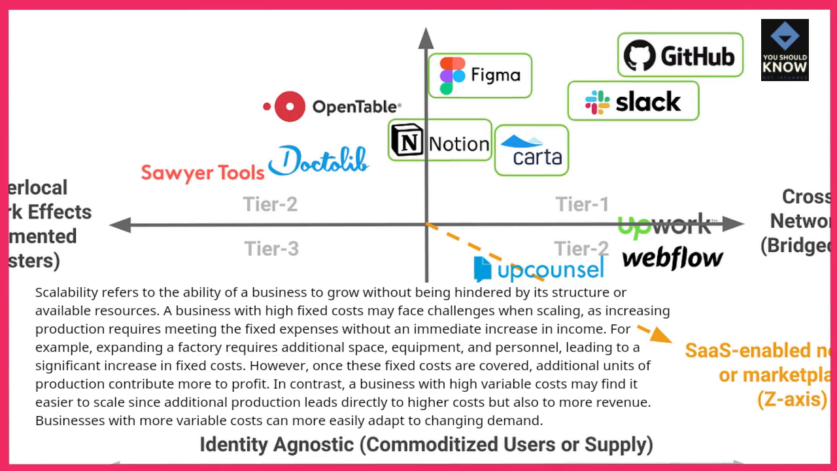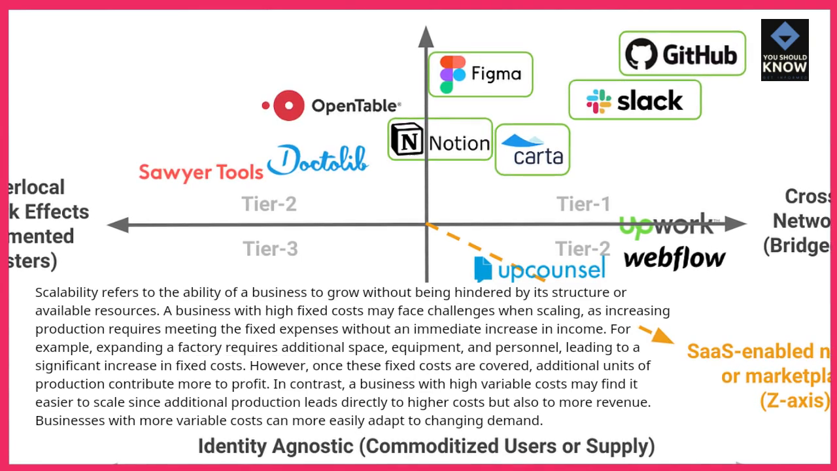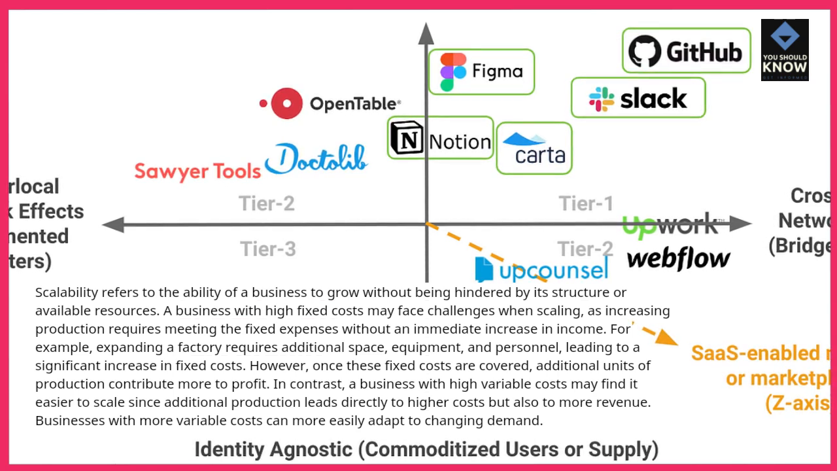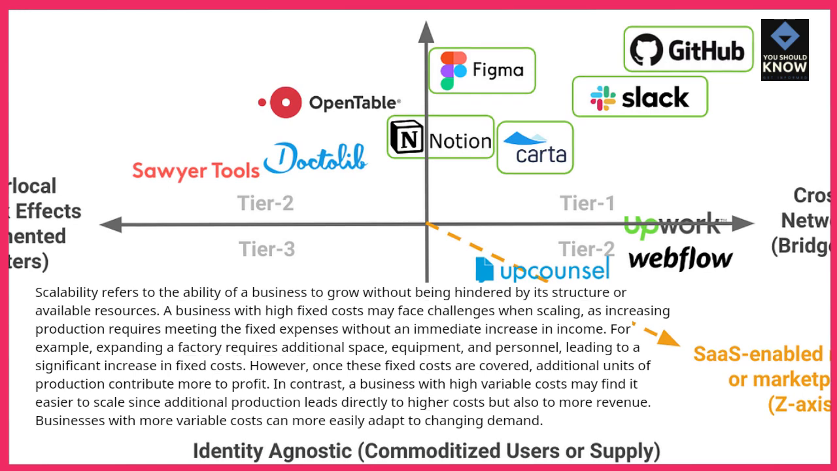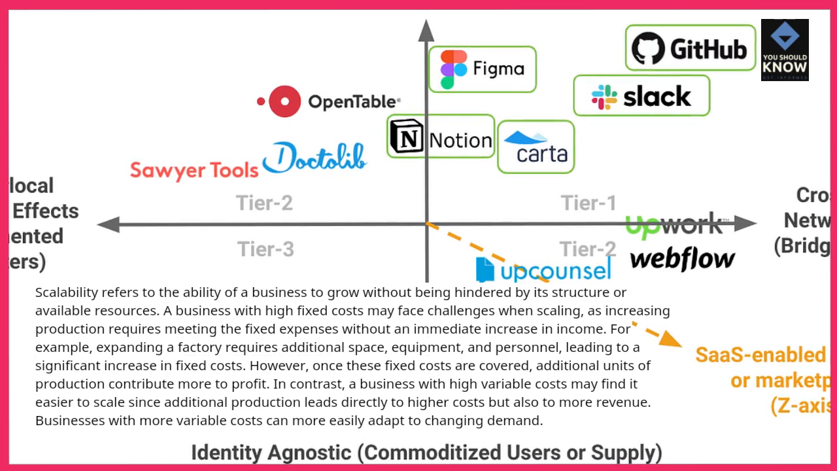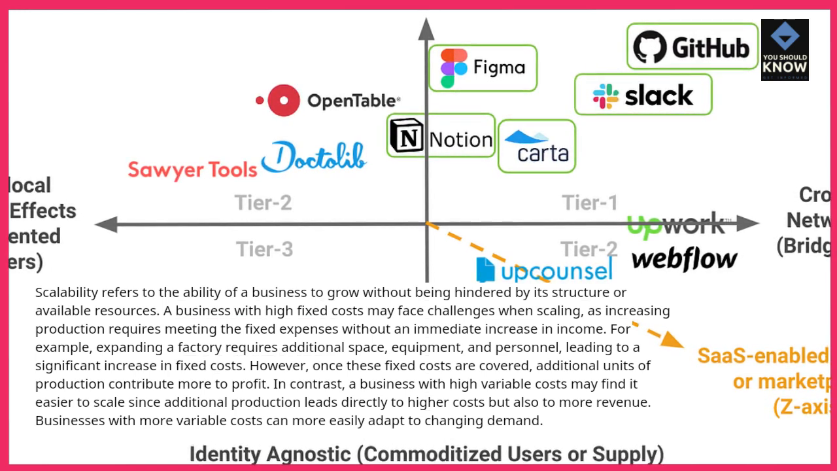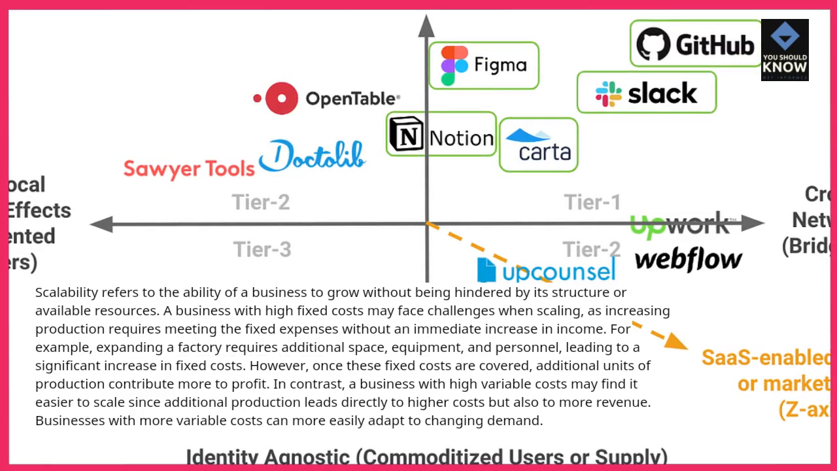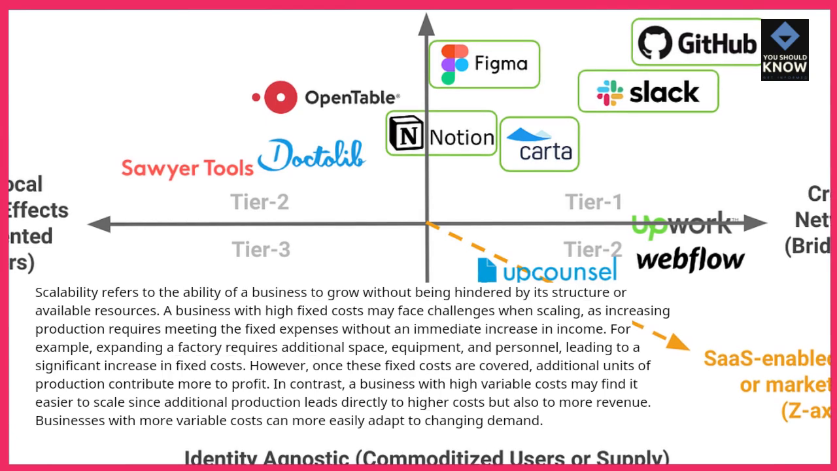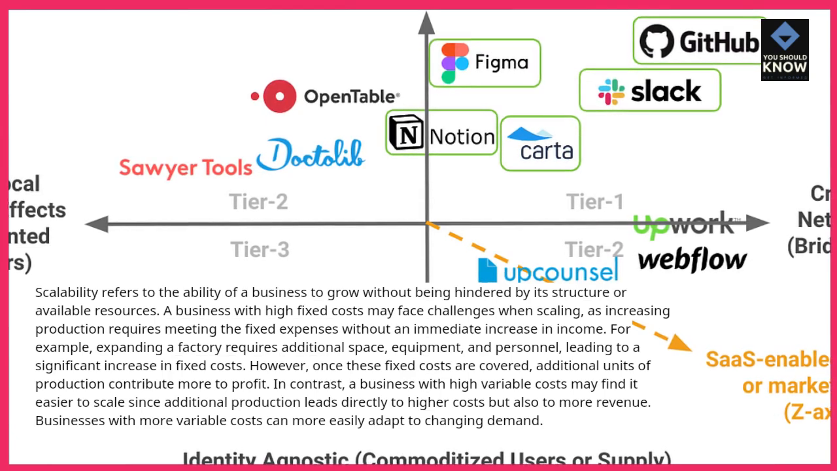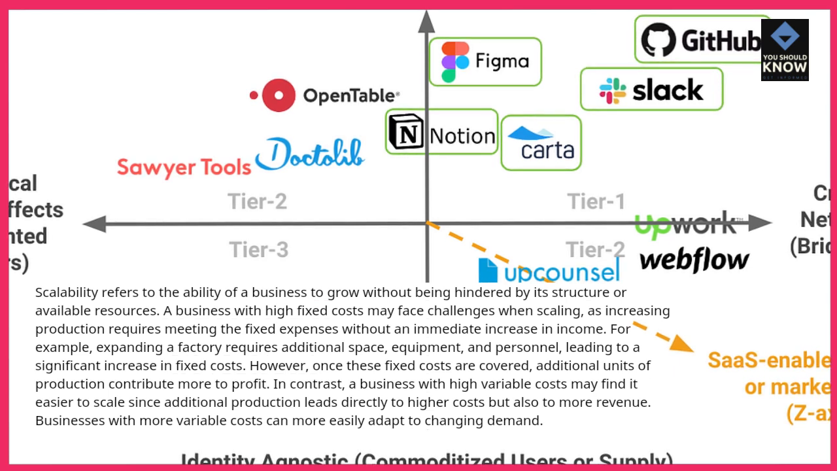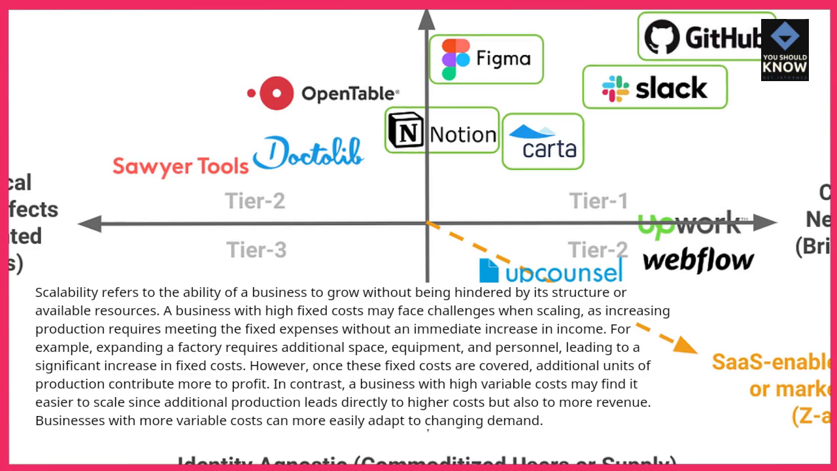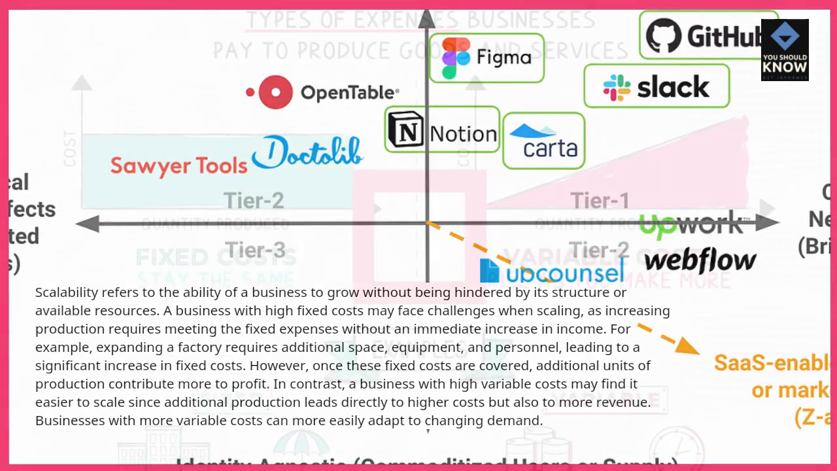For example, expanding a factory requires additional space, equipment, and personnel, leading to a significant increase in fixed costs. However, once these fixed costs are covered, additional units of production contribute more to profit. In contrast, a business with high variable costs may find it easier to scale since additional production leads directly to higher costs but also to more revenue. Businesses with more variable costs can more easily adapt to changing demand.